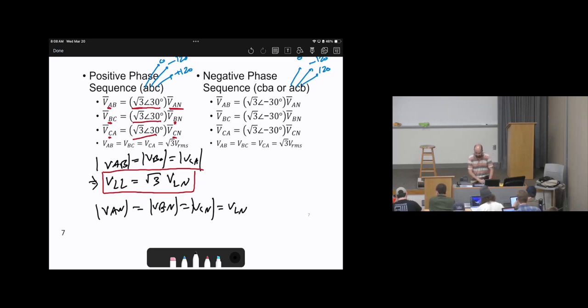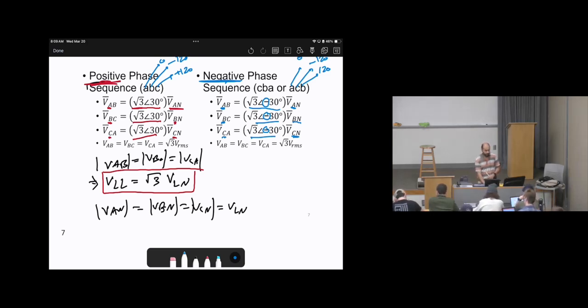So if the system is negative sequence, the first one was for positive sequence. If it is negative sequence, it will be the same for the magnitude, root of 3, but with a negative angle. And the same way, VAB uses VAN, VBC uses VBN, VCA, first letter C, uses VCN. Does this make sense?